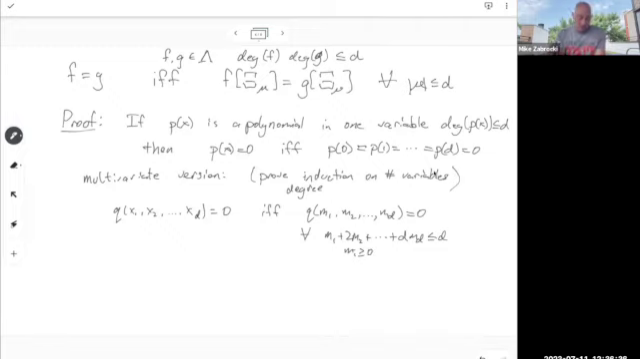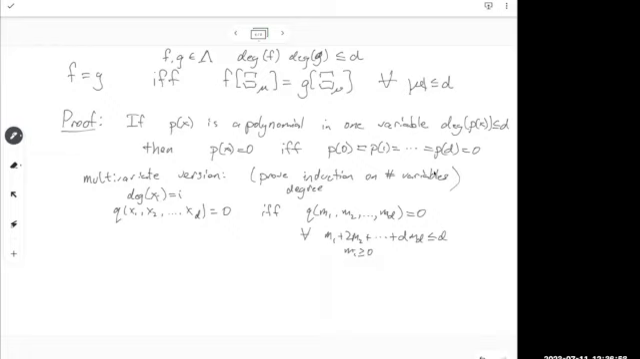And for a single variable, this is this statement up here, as long as I define the degree of xi to be i. Mike? Yeah.